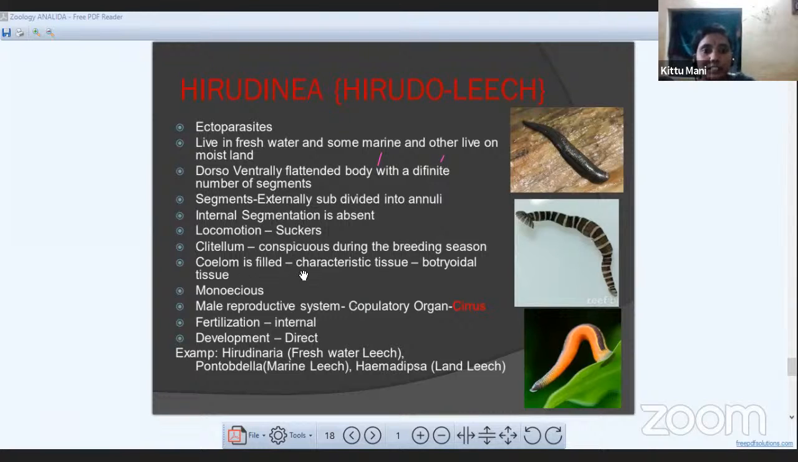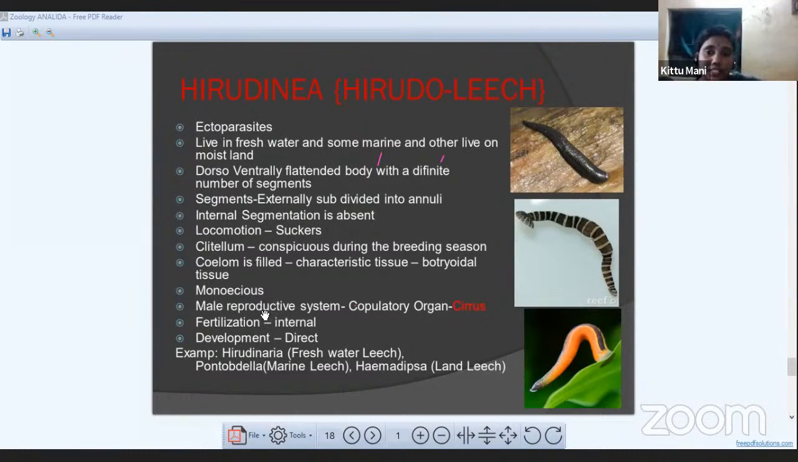The coelom is filled with the characteristic tissue, botryoidal tissue. Okay, this is very important. Botryoidal tissue is present in the leeches. It is a grape-like bunch of structures, brownish in color, which are used for elongation and also for the excretion of the leeches. What is that, students? Excretion of the leeches. And they are monoecious.